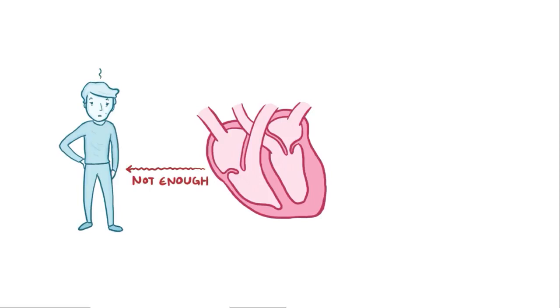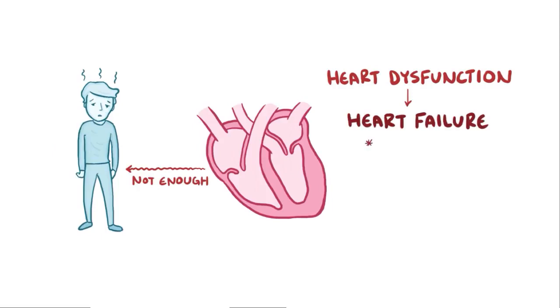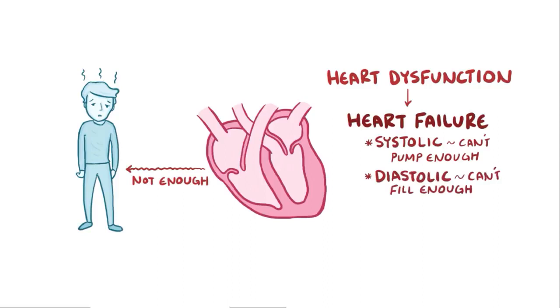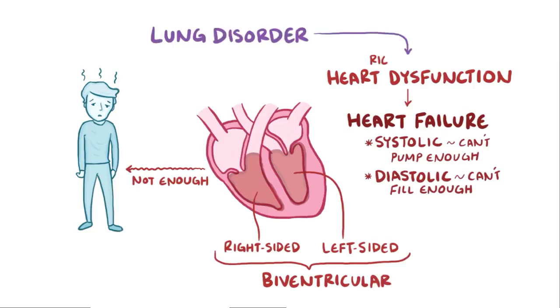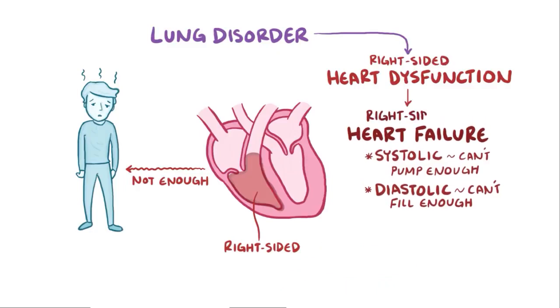When the heart can't pump enough blood to meet the body's demands, it's initially called heart dysfunction, and can worsen to a point where it's called heart failure. This can happen in two ways. Either it's systolic heart failure, where the ventricles can't pump blood hard enough during systole, or diastolic heart failure, where not enough blood fills the ventricles during diastole. Heart failure can affect the right ventricle, the left ventricle, or both ventricles. So someone might have right-sided heart failure, left-sided heart failure, or both, which is called biventricular heart failure. Cor pulmonale is when a lung disorder causes right-sided heart dysfunction that can develop into right-sided heart failure.